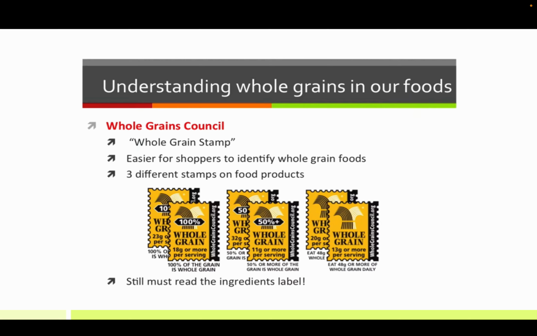This is a voluntary program, and in order to obtain the right to use the stamp, the manufacturer must be a member of the Whole Grains Council. Then their product's whole grain content must be verified by the council. It then becomes a legally binding contract between the council and the food company that the company will manufacture food products with the designated amounts of whole grains in them. Even with the stamp on the food product, you still have to be careful. Check the ingredient labels, as many whole grain products still contain lots of added sugar, fats, and sodium.